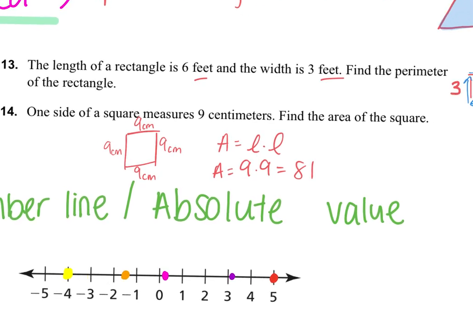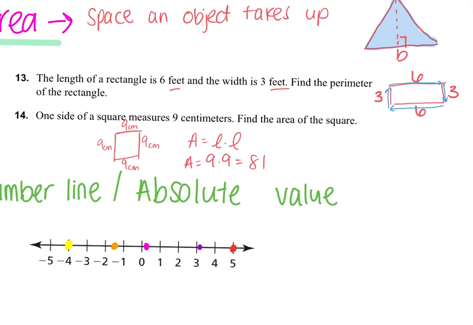Now, the one thing in regards to area, you probably want to highlight this, is that you're going to write centimeters squared. Now, the reason we write centimeters squared is because area is the space that it takes up. So it's not one-dimensional, okay? It's actually two-dimensional, because it's how much space does this square take up. It's not a length anymore. We're talking about space now, so it's going to be squared.